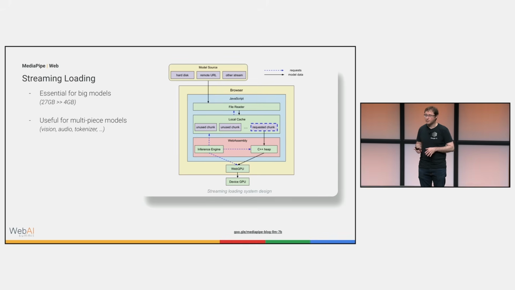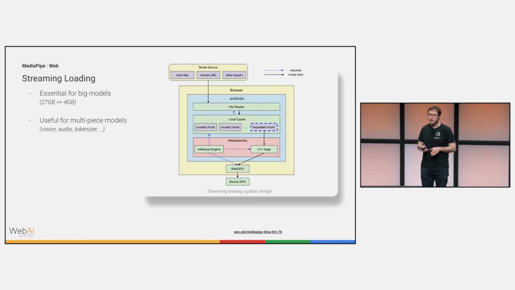So all of this was made possible by our streaming loading system, which we launched last year to enable us to load models piece by piece. So this was necessary for us to load large models in browsers where WebAssembly memory was limited to only 2 GB or only 4 GB.